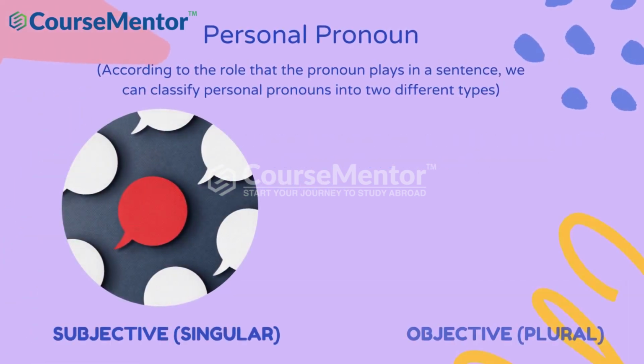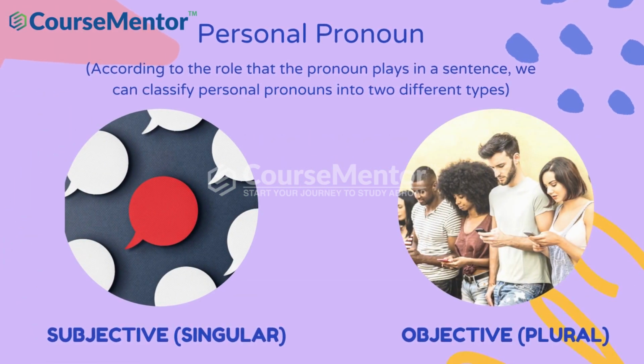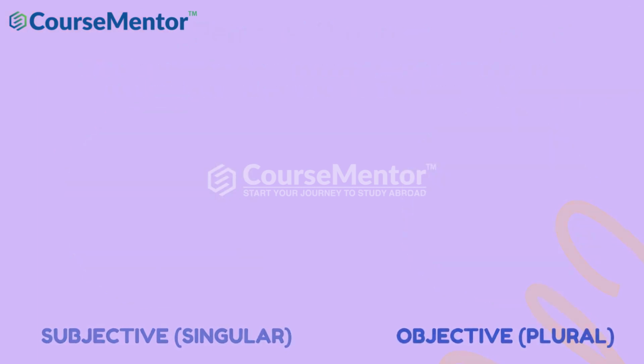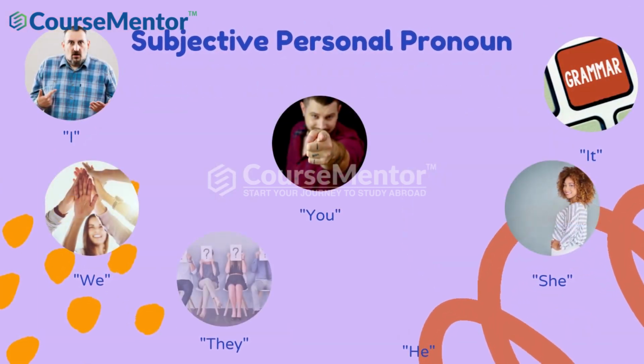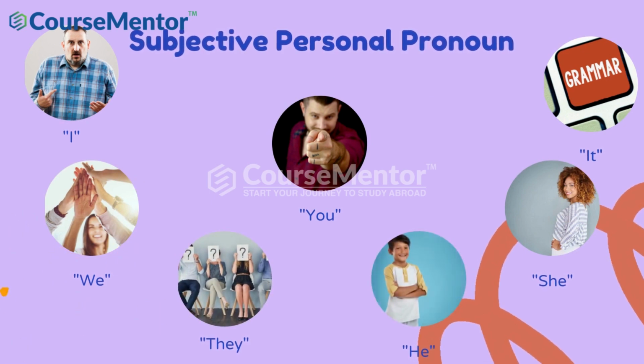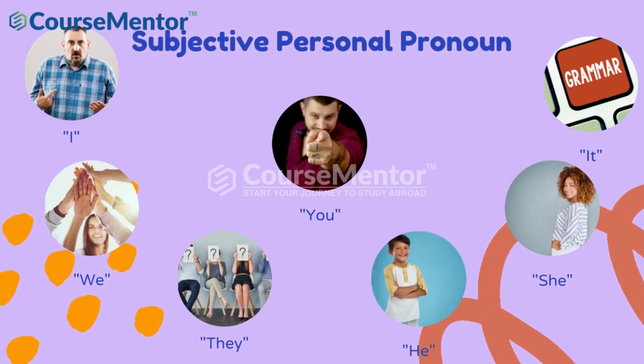Let's look at the different kinds of personal pronouns we have and when we use each one. So let's take a look at the first one. Subjective personal pronouns are also known as nominative case. They act as the subject of verbs. I, we, they, he, she, it, and you are subjective personal pronouns. So, these pronouns replace nouns in the naming part of a sentence.